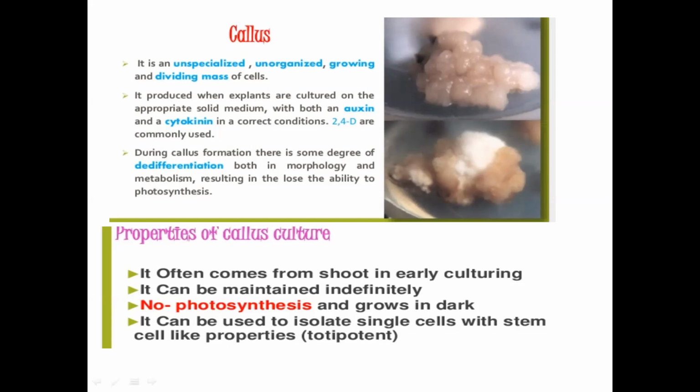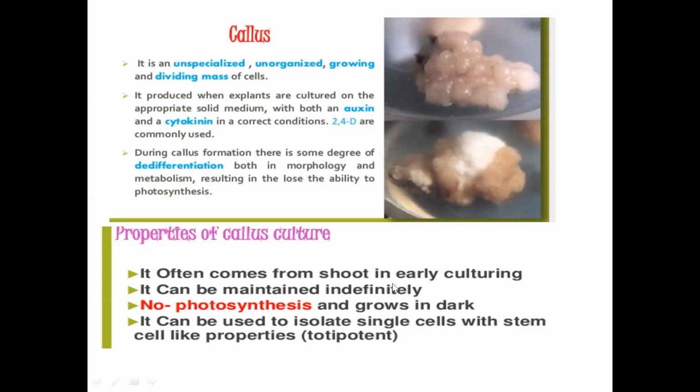They will come back to the meristematic activity. They will go backwards, they will regain the meristematic activity. That is called de-differentiation. So there is some degree of de-differentiation morphologically and physiologically. They lose the ability to photosynthesize. This is the most important character of callus. Callus cannot photosynthesize. You have to provide the sugars in the medium. They can only divide because they have regained the meristematic activity. They cannot photosynthesize. That is the most important basic character of callus.